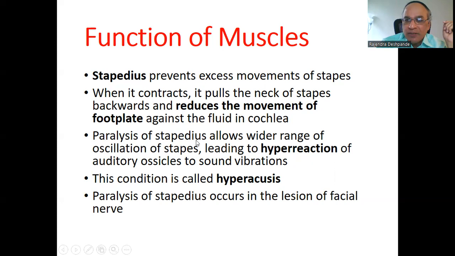Paralysis of the stapedius allows a wider range of oscillation of the stapes, leading to hyperaction of the auditory ossicles to the sound vibration. Excessive movement will be there. This condition is called hyperacusis. Paralysis of the stapedius occurs in lesions of the facial nerve. When the facial nerve is damaged, naturally this muscle also gets affected.